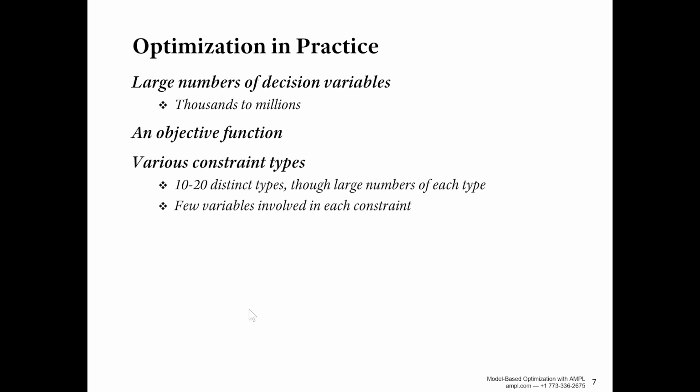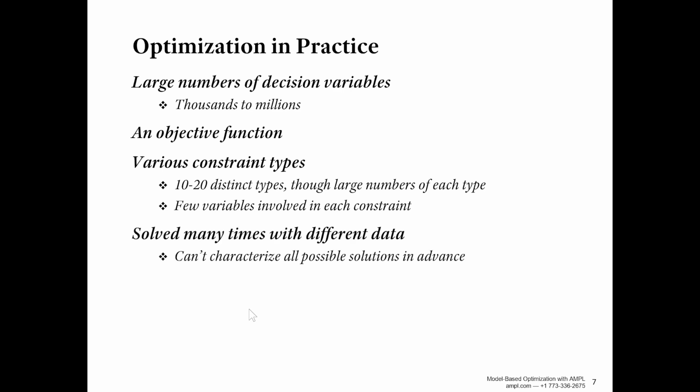When you do this in practice, there are large numbers of decision variables. So the things that people are interested in, there are thousands to millions of different little decisions to be made that make up the overall decision. There's some objective like cost or profit that you're trying to minimize or maximize. And there are various types of constraints, restrictions on decisions you can make. There are not so many different types of these, but the total number of restrictions overall may also be in the thousands to millions. And each constraint is fairly simple. There are only a relatively few variables involved in each constraint, but they tie all the variables together.